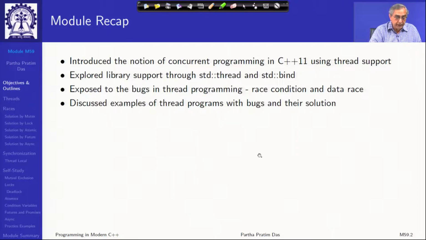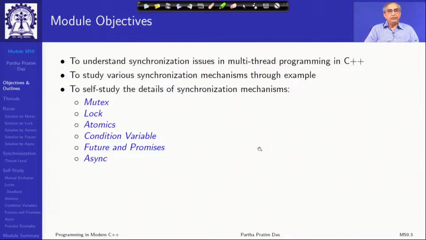We will continue on that to give you some more glimpses of the issues in multi-threaded programming, particularly the synchronization issues. And using the same example that we did in the last module, we will show more synchronization mechanisms as examples. Since concurrency support, the threading support, is a very large subject, we will not have time to discuss each one of the important features of the library in detail.